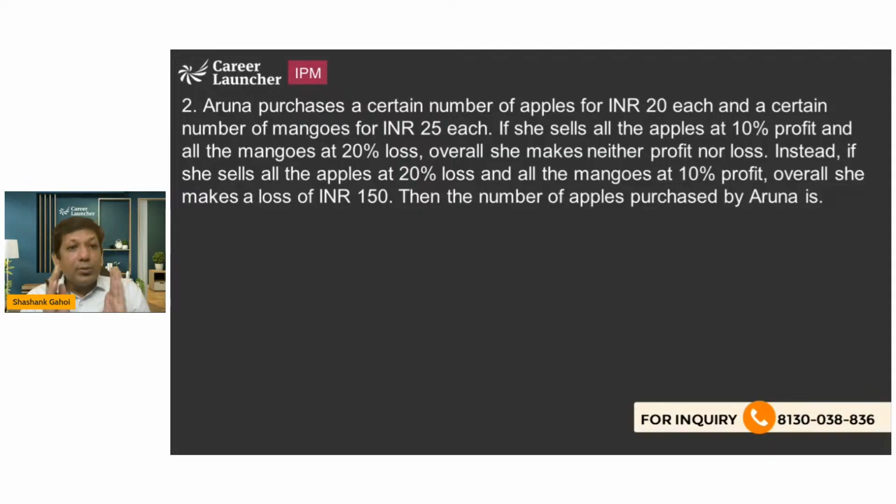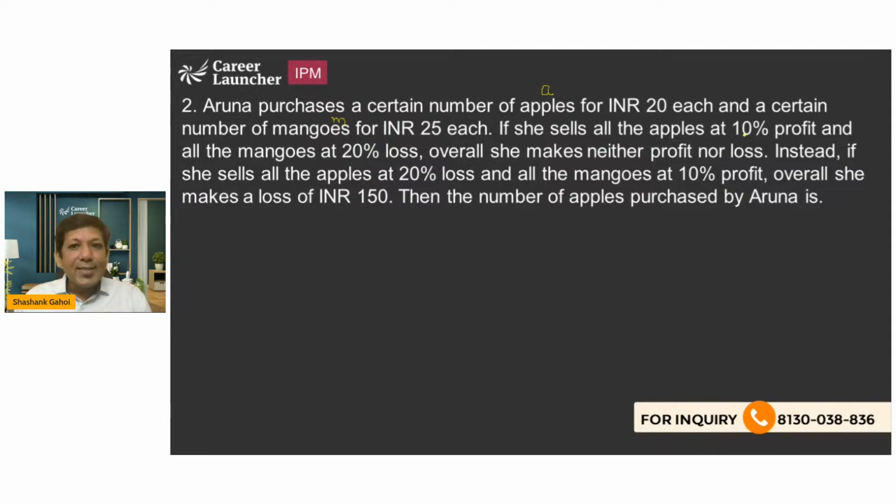Okay. So the best part in this question is that the prices are given to us. The cost price is given to us. Now it is saying certain number and certain number, but it is not saying same numbers. So I am going to assume how many apples she is going to purchase: A apples, and how many mangoes she is going to purchase, let's say M mangoes.